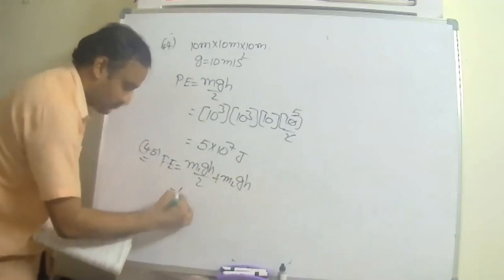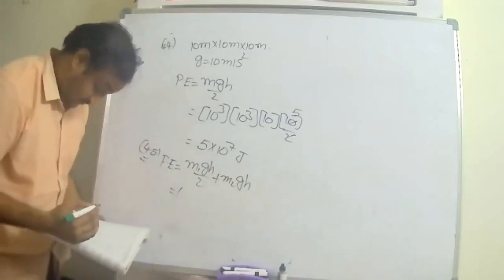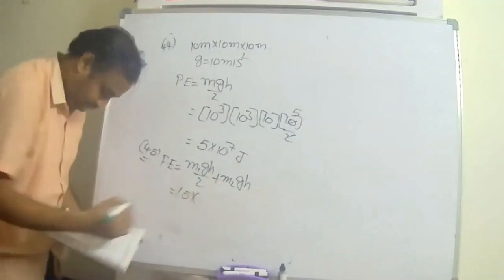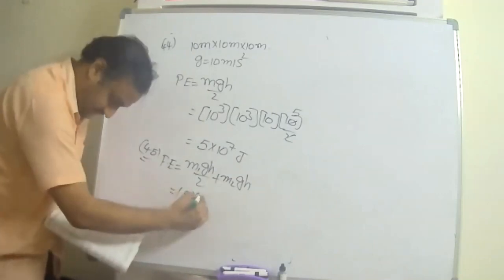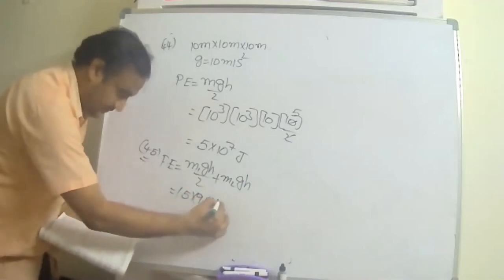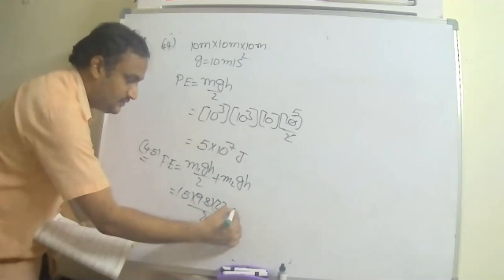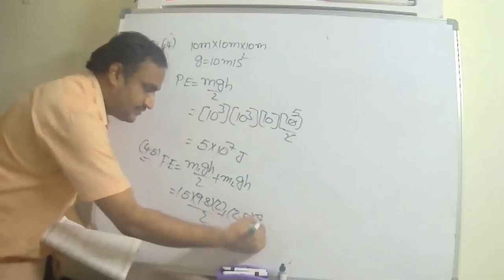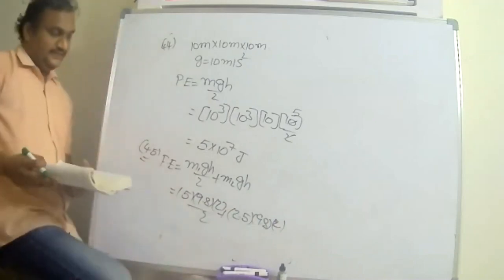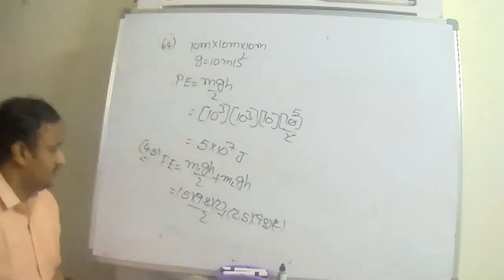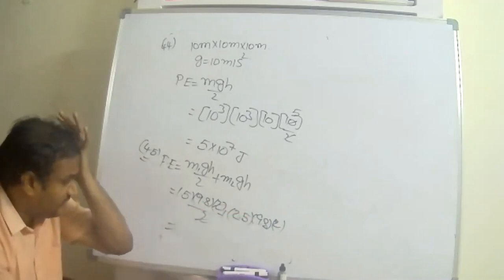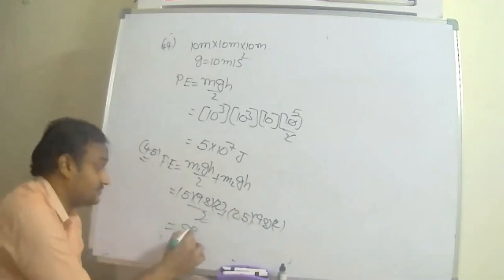m2gh. So m1 ఎంత? 5 kg, g 9.8, h 2 meters. So m2 2.5 into 9.8, h 2 meters. So ఎంత వస్తుంది? 49, ఇక్కడ 2.5, 5 times 49, total 98 joules.